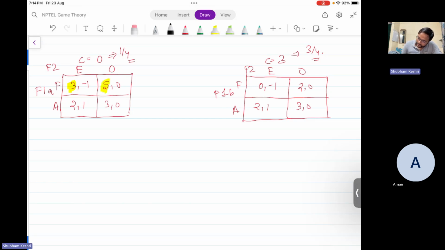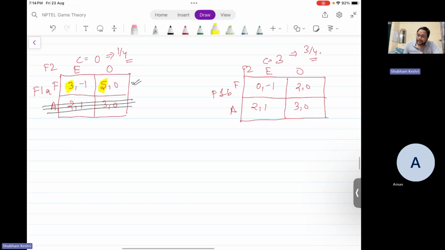So you see that playing A is a strictly dominated strategy. Player 1A will always play F. Similarly, when player 1 is of type B, we will find out the best response of player 1. When player 2 is playing E, his best response is to accommodate. And when player 2 is playing O, his best response is to accommodate. Therefore, he will not fight.